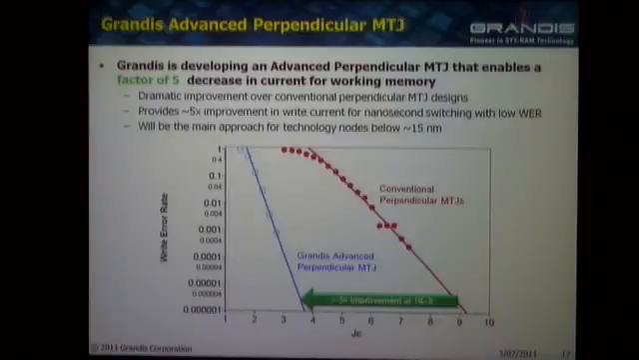At 10 to the minus 9 write error rate, that's assuming a 1-bit ECC, and you can see you get a greater than 5x improvement compared with a conventional perpendicular MTJ.